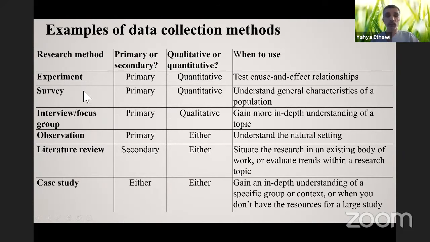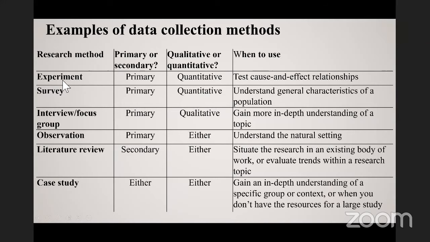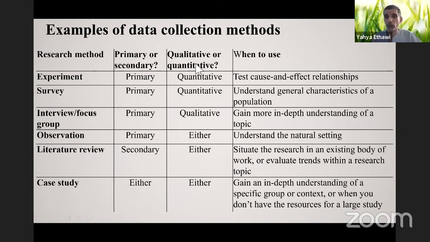When you collect the data, the survey, now I'm giving you an example, a combination of examples. So imagine it's an experimental study, then the data will be primary. Is it qualitative or quantitative? It's quantitative. And what to do with experimental? You're testing the cause and effect relation. Survey, is it primary data? Yes, because you're doing it yourself. Is it quantitative? Yes, because you are getting numbers. And it gives you the general characteristics of a population.